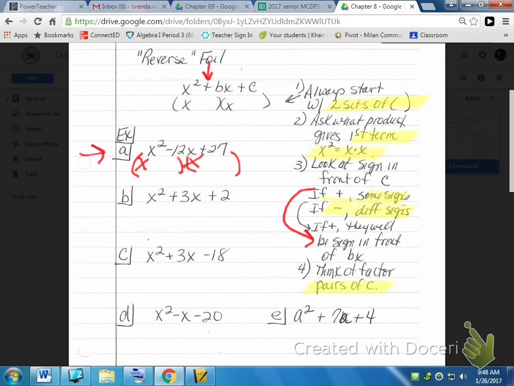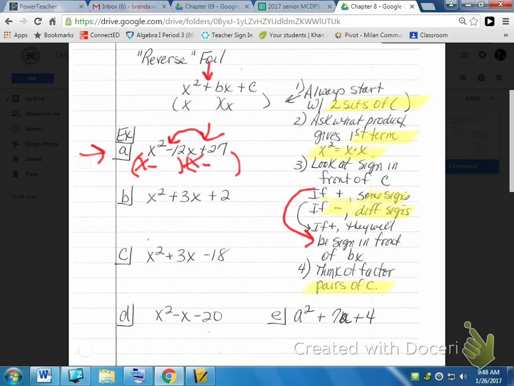Now, after we go through step 2, you go to step 3, look at the sign in front of C. So we're looking right here, and that is a plus sign. What's it tell me that a plus sign is going to do? Same sign. And it says same sign, so you look right here, and the same sign is going to be what? Minus. So we're going to put a minus and a minus.